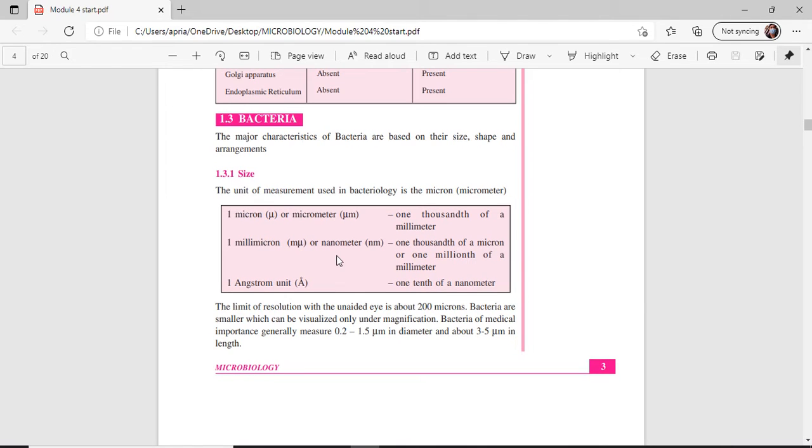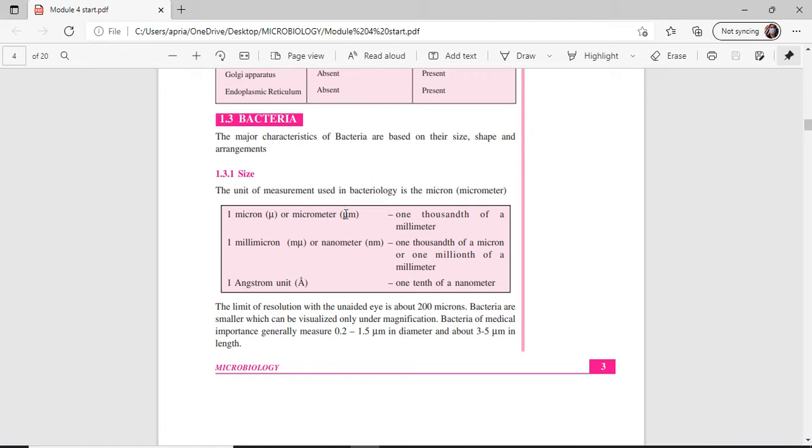The major characteristics of bacteria are based on their size, shape, and arrangement. So, first, the size. The unit of measurement used for bacteria is the micron or micrometer. This is 1 micron. Then you have here a micrometer.